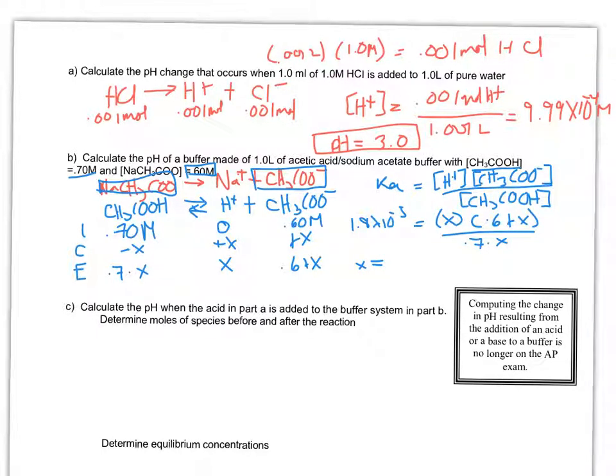X ends up being 2.1 times 10 to the negative fifth. That's my H plus concentration. My pH is negative log of that, which is 4.68. And that's just my buffer by itself.